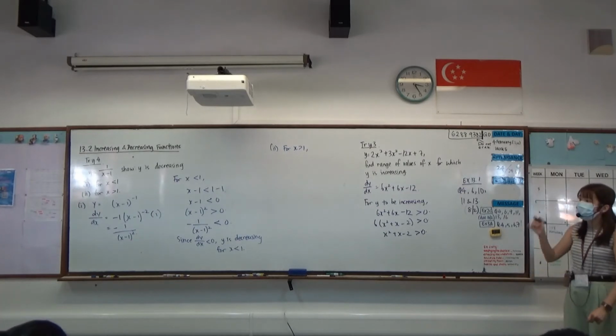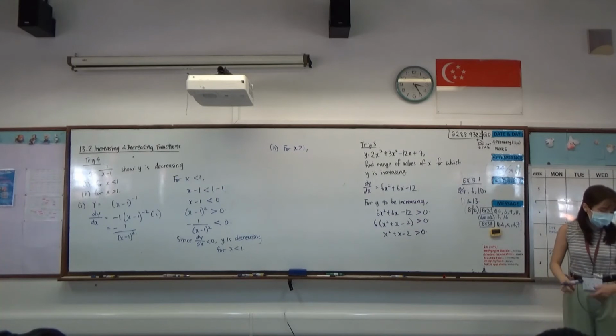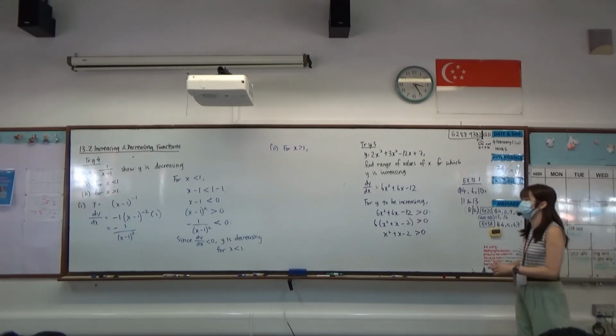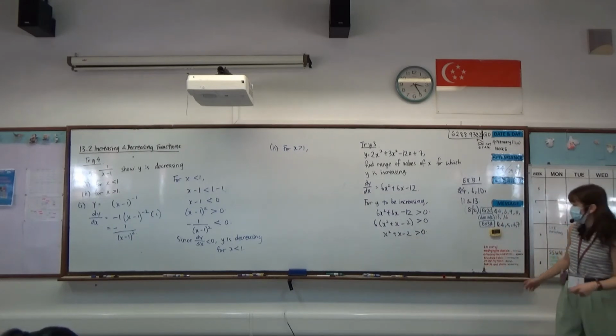Could you do the same thing for x more than 1 and prove that dy over dx is still less than 0? Could you do that now? Give you about 2 minutes.